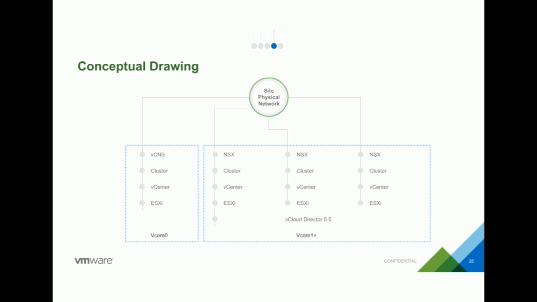Our conceptual view here is that we now have a management cluster. Our management cluster is still running vCNS as its underlying network technology, but in our capacity clusters for our tenants, all of their underlying networking is being done with NSX, primarily using the VXLAN overlay features. It's based on vSphere. vCloud Director 5.5 is now running it so that it can consume some of those NSX features on the edges. And you can see that we've gone to just a single cluster here in our management, our vCore 0, our management stack.